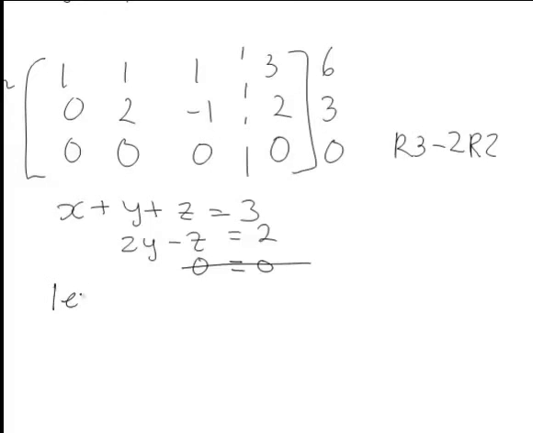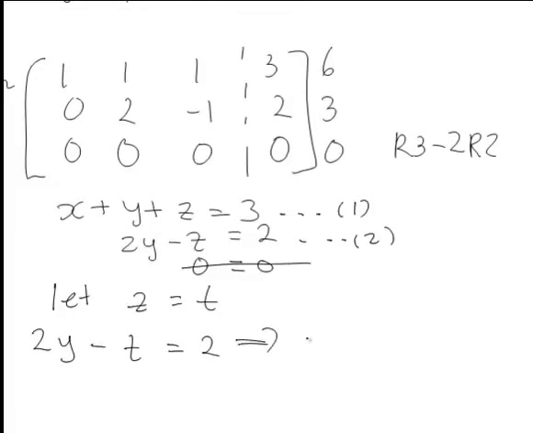Hence, we let z, for instance, be equal to t. Then, this means that the equations actually have an infinite number of solutions. And if I number those first 2 equations 1 and 2, we can now substitute z equals t into equation 2 to find 2y minus t is equal to 2, and that can then be rearranged for y, to find that y is 1 plus a half t.